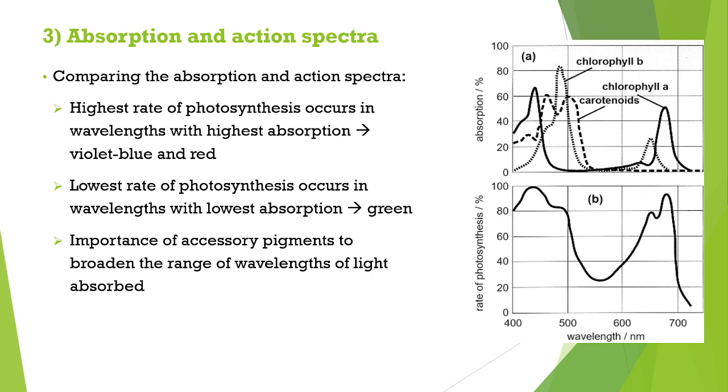Okay, and you also see the importance of the accessory pigments, especially the carotenoids, because there are so many different types of carotenoids. They do have a broader peak, as you can see, and that will help to increase the range of wavelengths that can be absorbed, and increase the range of wavelengths that have a higher rate of photosynthesis.